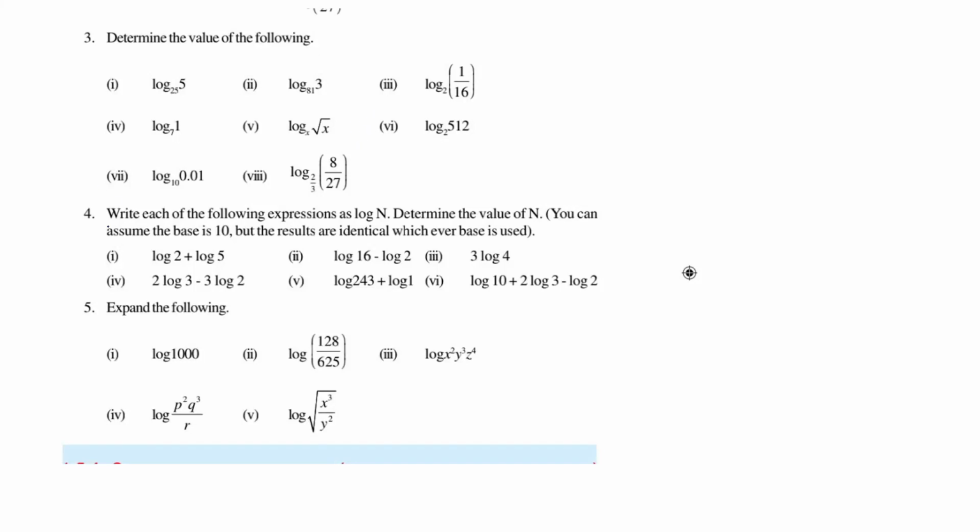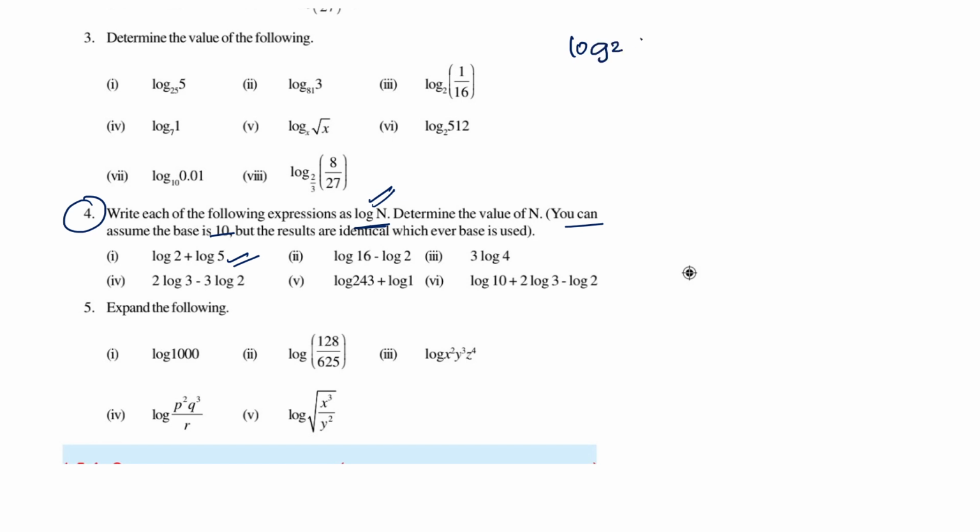Yes, Shank. So coming to the fourth question, it was given to write each of the following expressions as a log n. That means you have to apply different logarithmic formulas and express it as a single log number, and you have to find the value of n. Now see here, you can assume the base is 10.